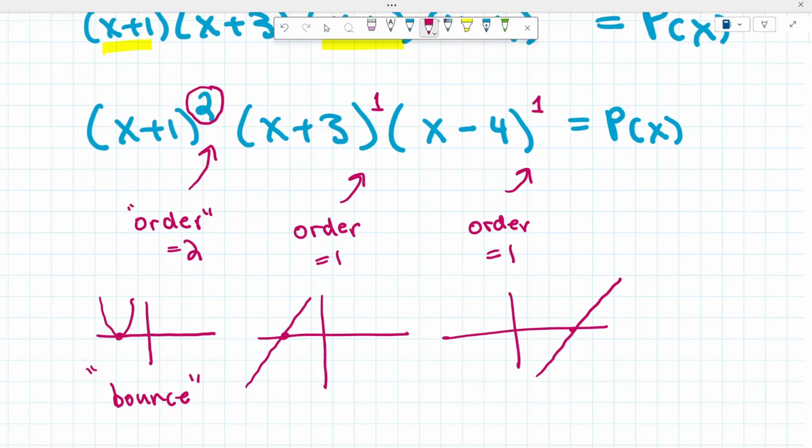Okay, so that is all for today. We successfully factored a high order polynomial of degree 4 into its individual factored terms. And then we analyzed the order of each of these terms and understood what it means graphically.